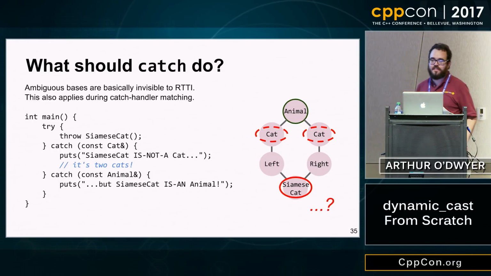So this problem is actually analogous to a problem we face in the other dynamic runtime type info based thing that we do in C++, which is try catch. Right? If I throw a Siamese cat and I try to catch it as a cat, is a Siamese cat a cat? No, it's two cats. So this will actually not hit that first catch handler, but it will hit the second one because a Siamese cat is a single animal.